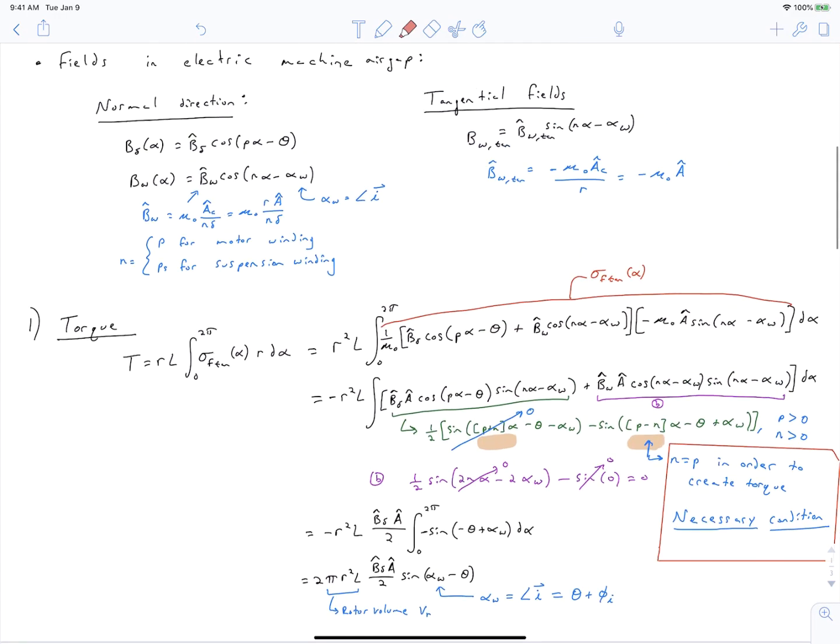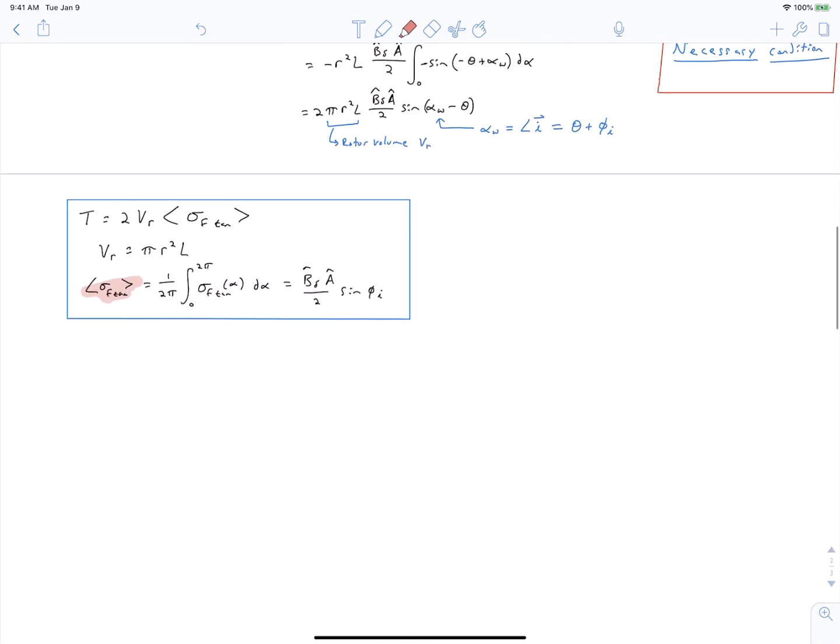That is, we go back to this expression up here and we integrate it over 2 pi and then divide by 2 pi. This is a definition of the average of a quantity. We get this expression right here, which indeed matches this. So the average of our shear stress times the volume of our rotor times 2 is the torque that appears on our rotor.